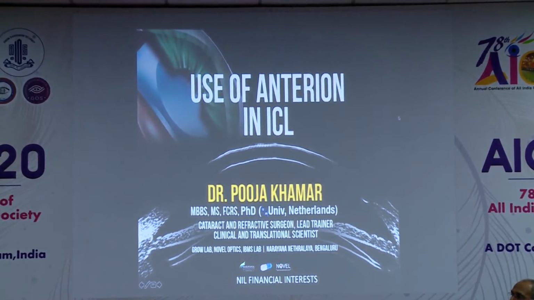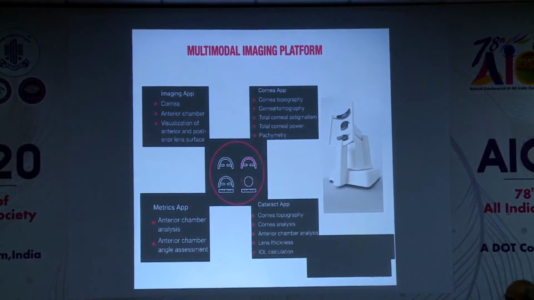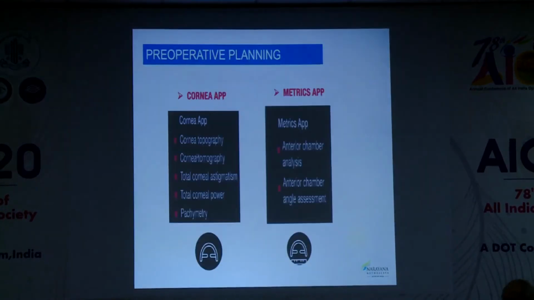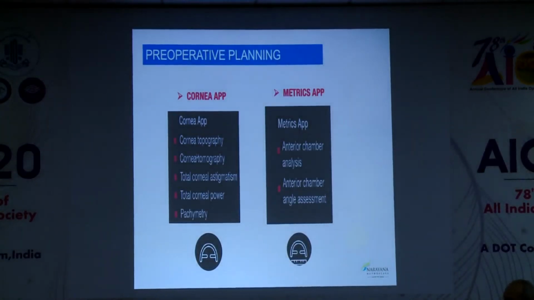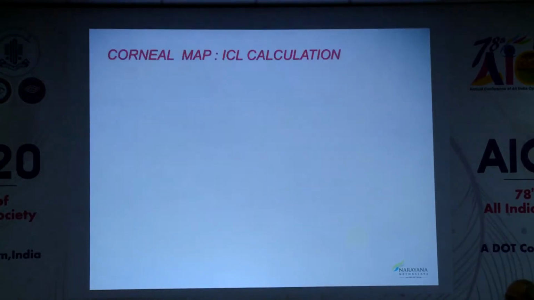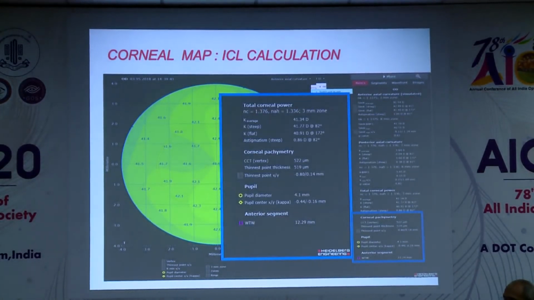I'm just going to skip the initial few slides because Rohan has spoken about what the multimodal imaging platform has. So how does it help us in ICL planning? How does it help us in pre-op planning? We need the cornea app and the metrics app because it gives us the corneal topography and other parameters. We take the corneal map, the keratometry values, the white to white, the anterior chamber depth, and the CCT from this map.